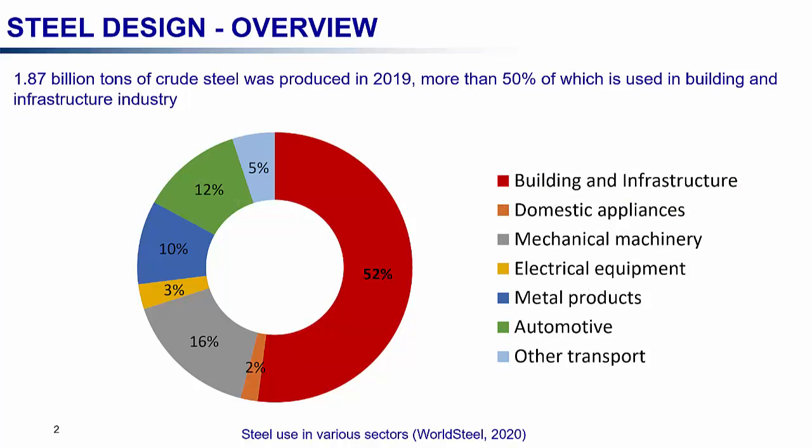Steel is no doubt an essential part of our modern civilization. Due to its excellent strength to weight ratio and its versatility, durability and ductility, steel is very critical in construction, machinery and manufacturing industries worldwide. In 2019 alone, 1.87 billion tons of steel was produced around the world. More than 50% of the steel produced goes into the building and infrastructure industries.